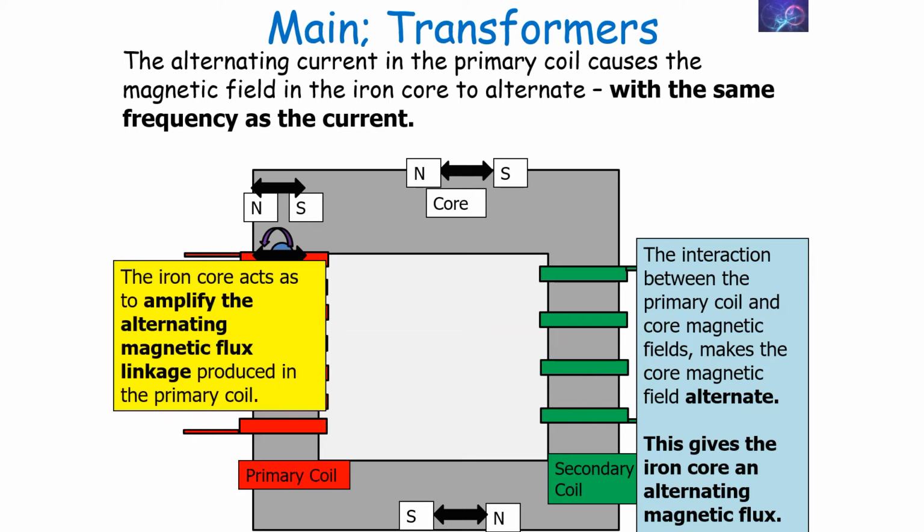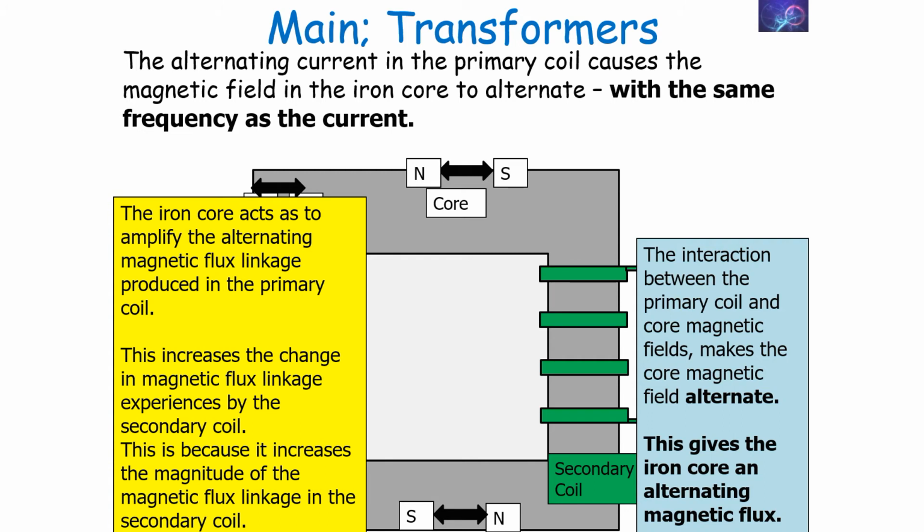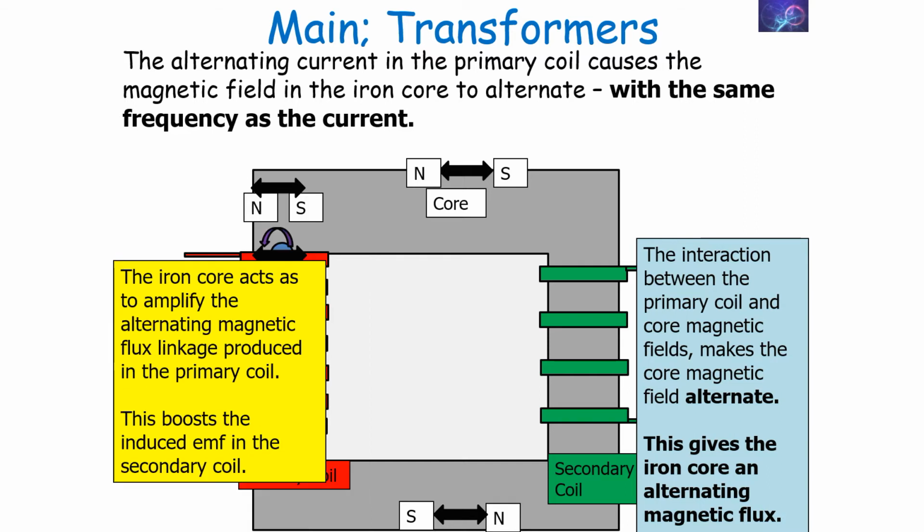Now the iron core is needed to amplify the alternating magnetic flux linkage produced in the primary coil, because this increases the change in magnetic flux linkage experienced by the secondary coil, because it increases the magnitude of the magnetic flux linkage the secondary coil experiences. So when that direction alternates, the change produced by that will be greater. So therefore the iron core will act to boost the induced EMF in the secondary coil.